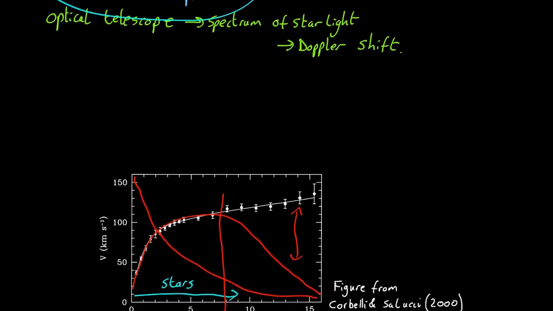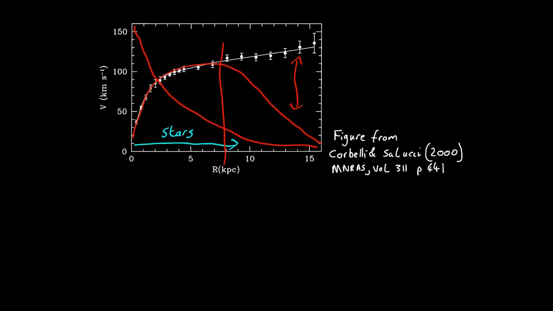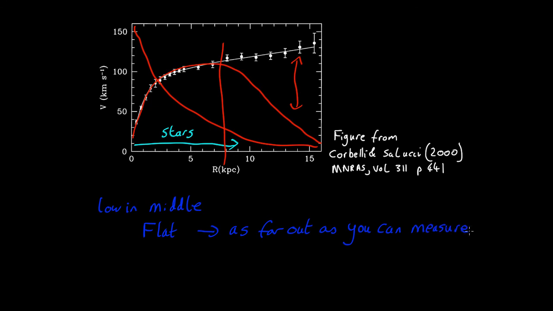Well, this isn't just seen in M33. Pretty much all disk galaxies show these flat rotation curves. They rise from low values in the middle, but then they keep on flat, as far out as you can measure them. So what could be going on here?